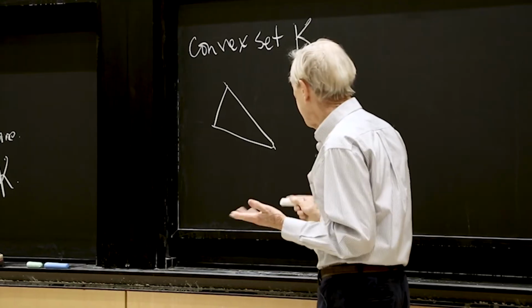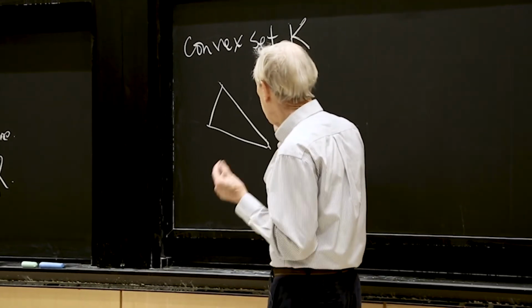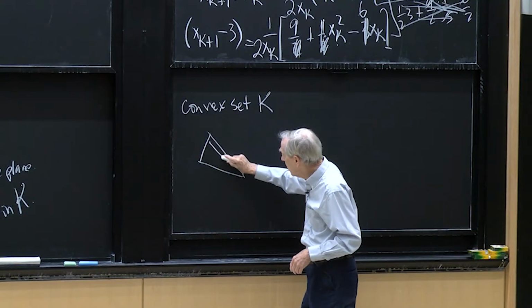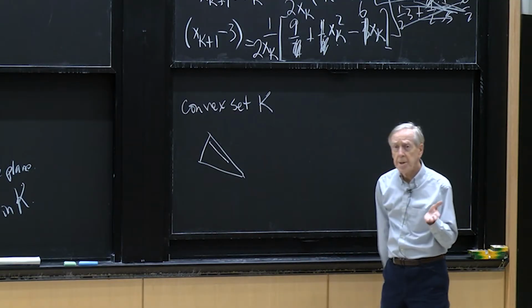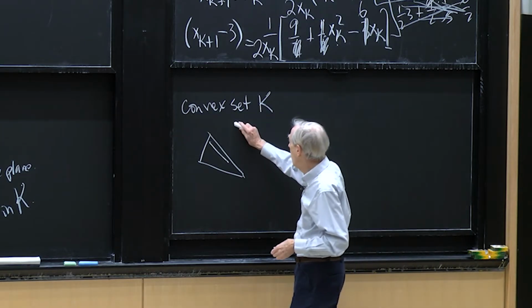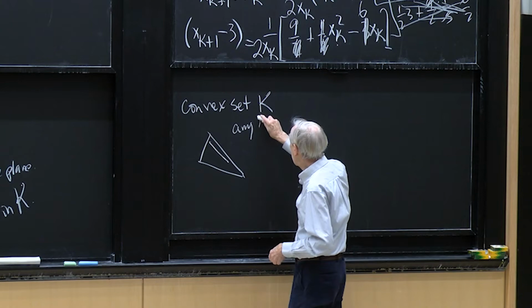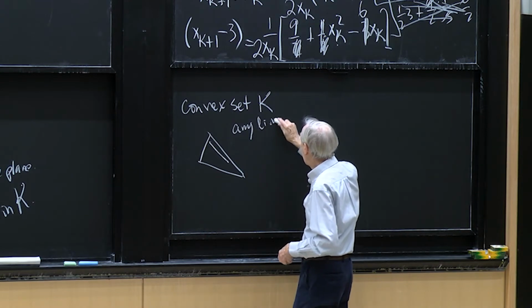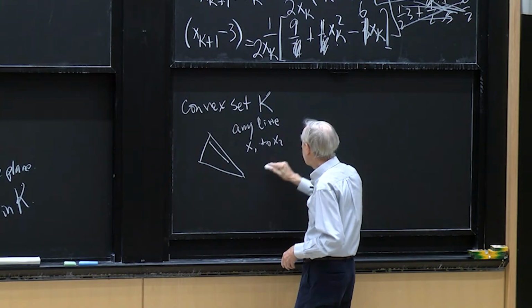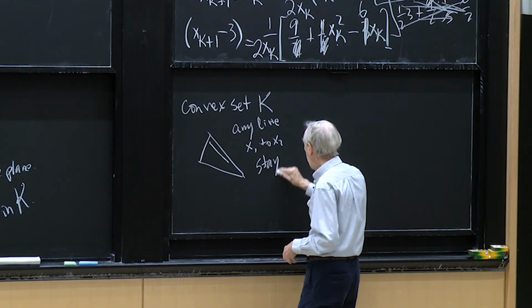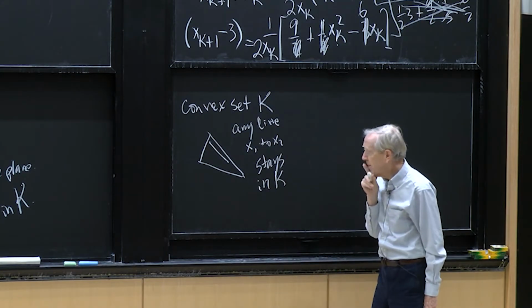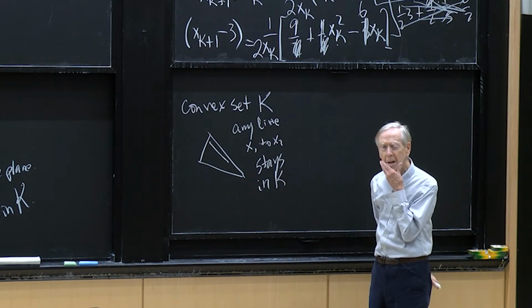So what's a convex set? That is a convex set because if I take any 2 points in the set and draw the line between them, it stays in the set. So that's convexity. Any line from x1 to x2 stays in the set. Okay, good. So here's my little exercise to myself.